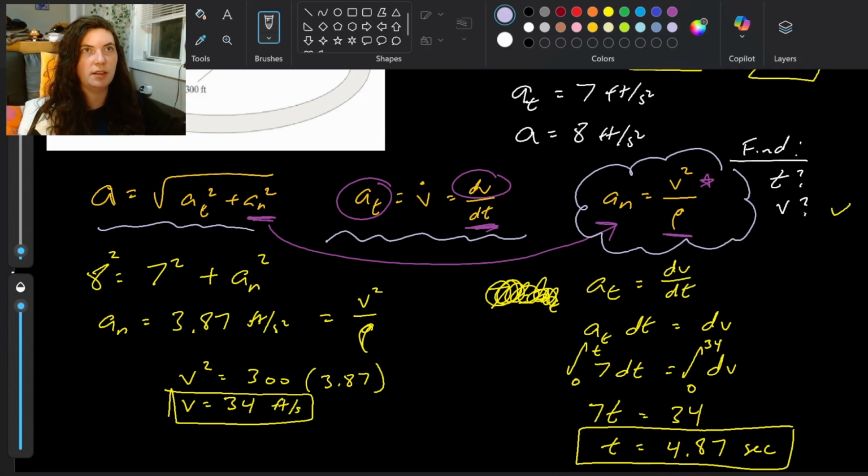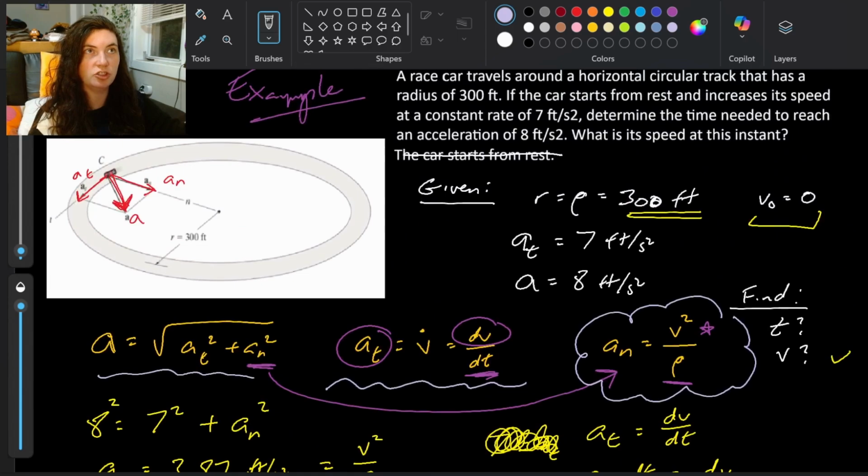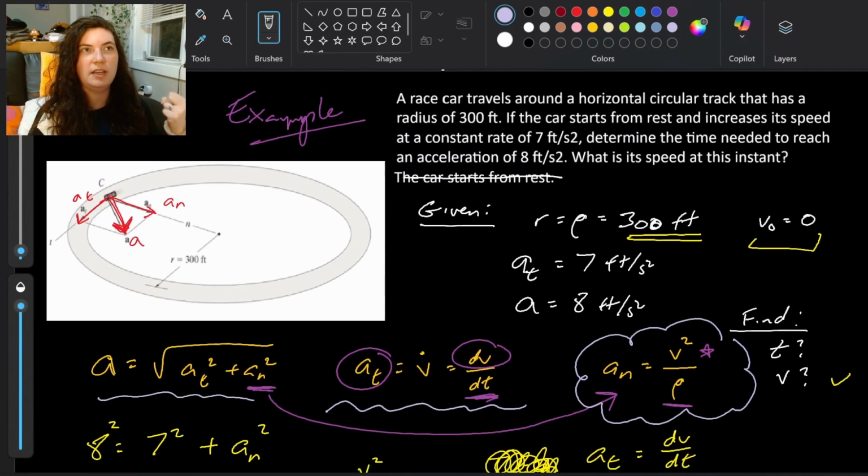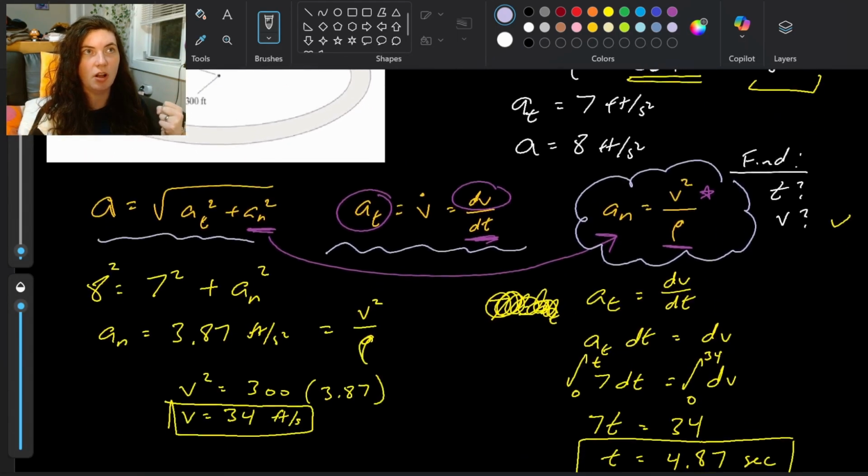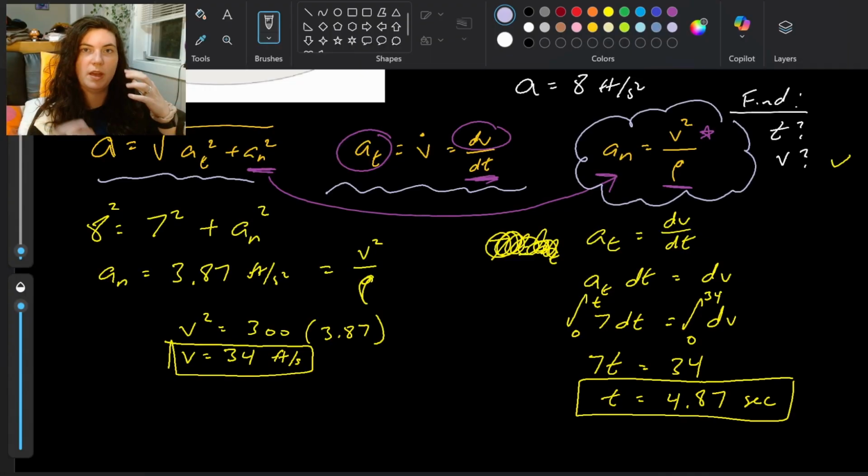In this one, the best one was the normal-tangential, just because it made things a little bit easier to solve. So you may work in XYZ, you may work in normal tangential, or in our next video, we're going to take a very brief look at cylindrical or polar coordinates and how those might be used to solve these curvilinear motion problems.